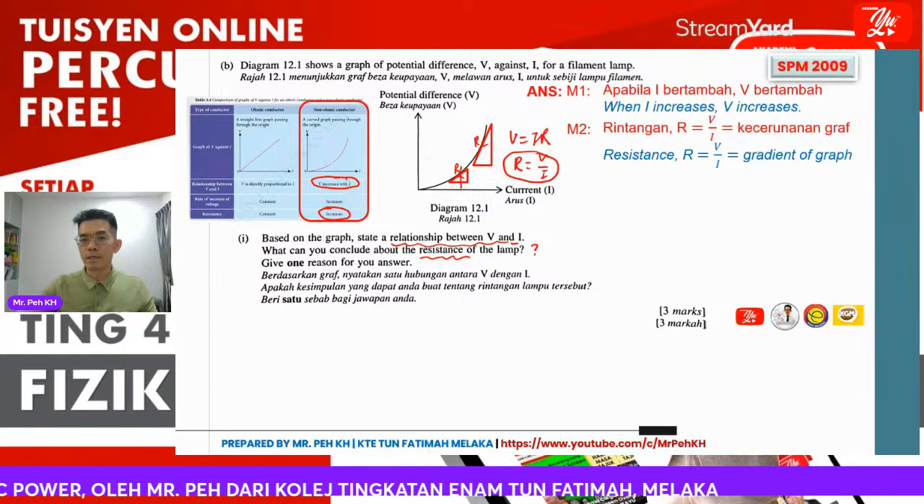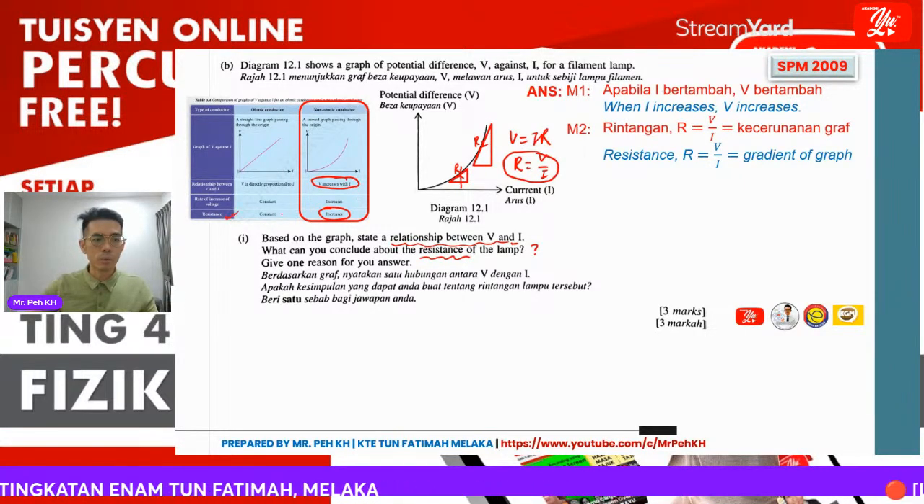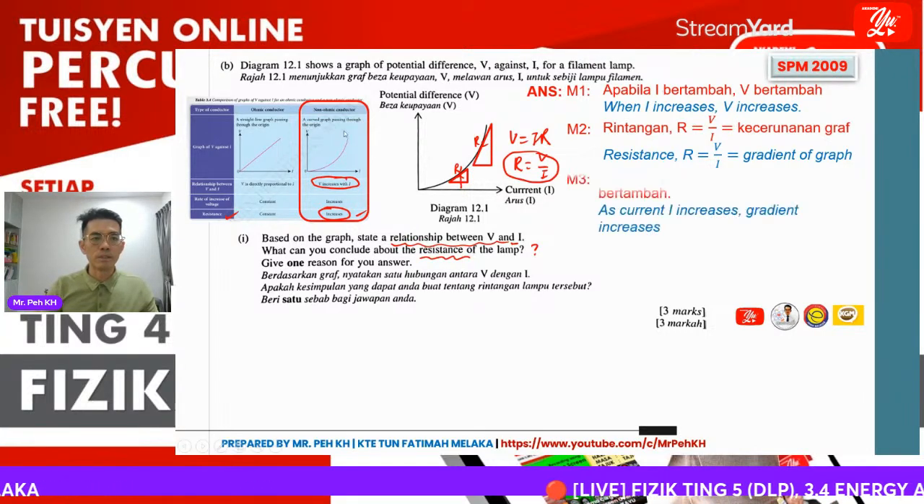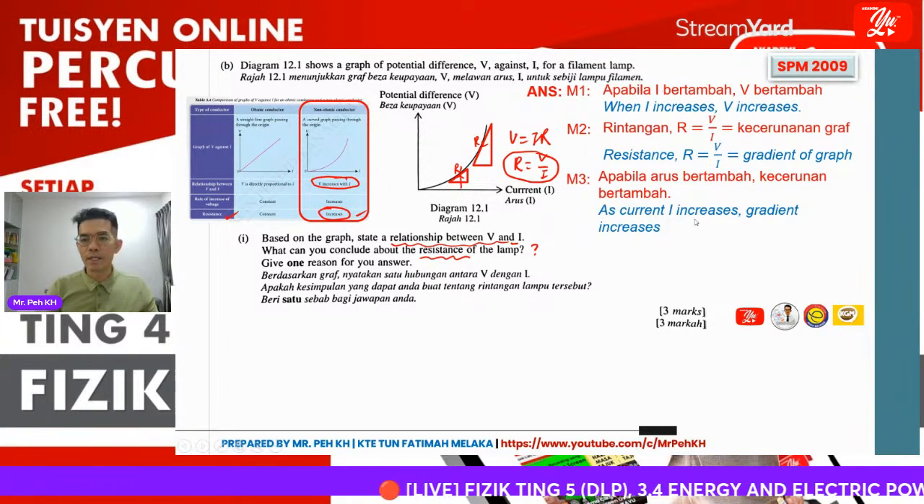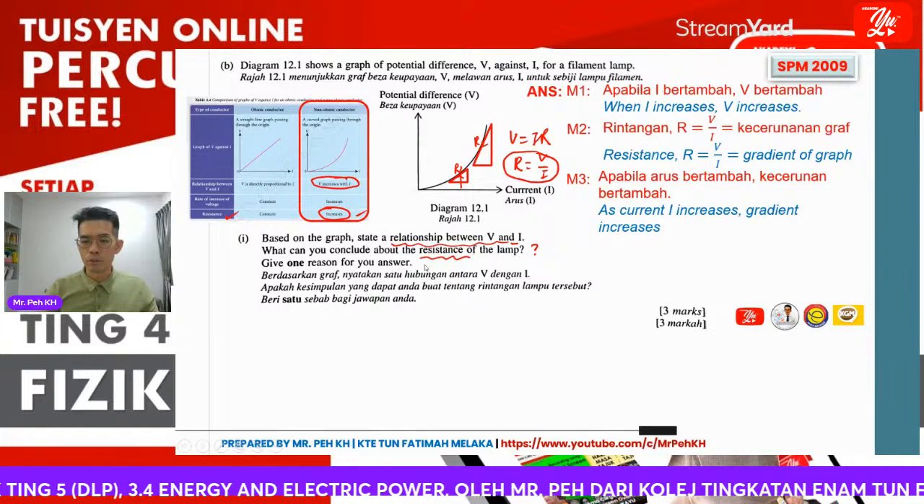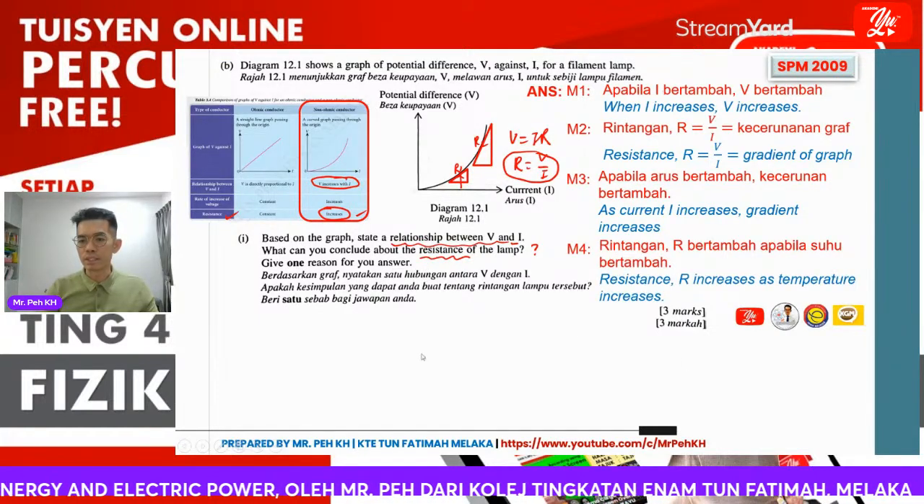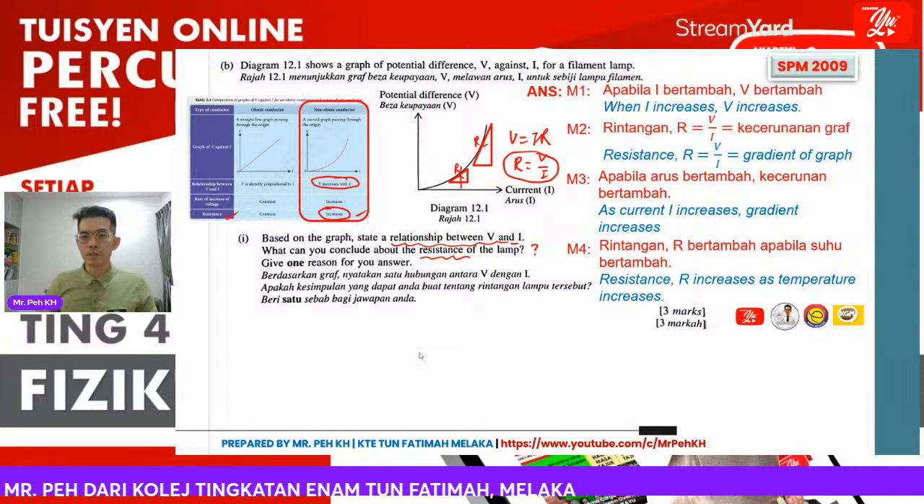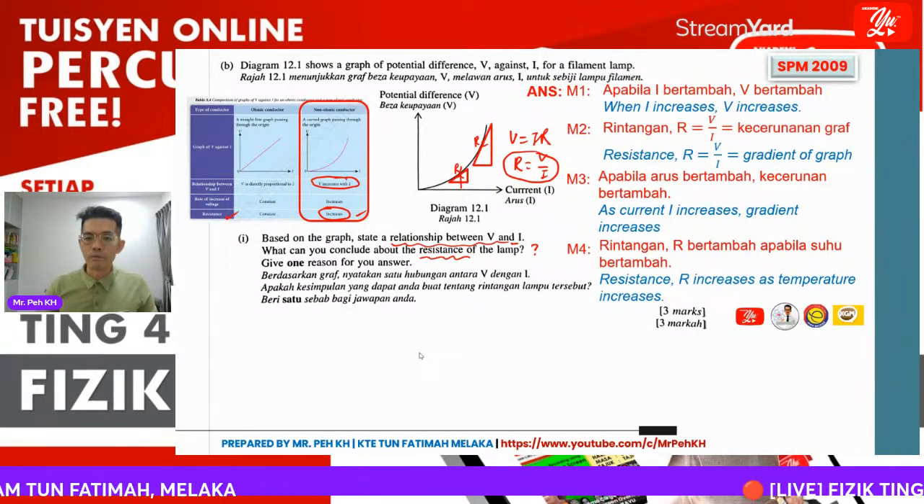So that means the graph shows that the resistance increases, which meets the information from the textbook. As current I increases, the gradient increases. Then you need to tell the reason. The reason here will be resistance increases as temperature increases. This is a characteristic of a non-ohmic conductor. So this is the reference answer for 4 marks for this B1.